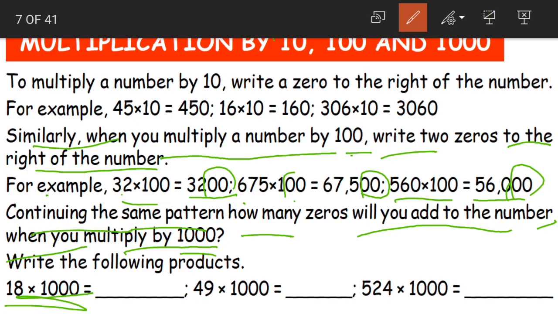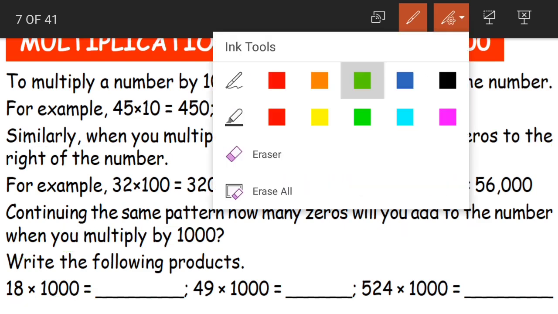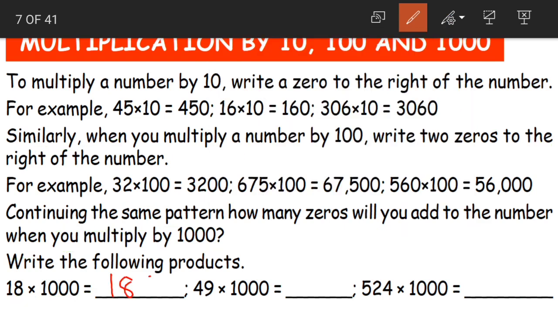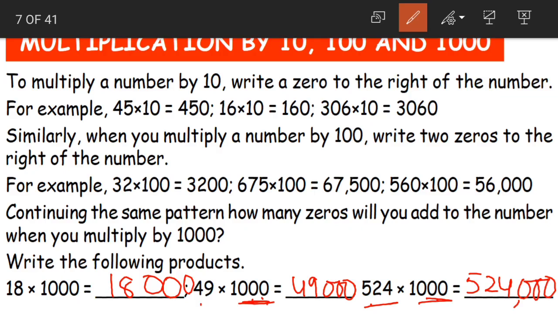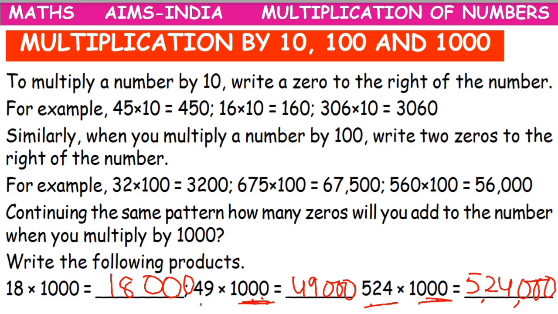Clear children? So let us write the answer here. 18 into 1000, 18,000. Now 49 into 1000. 49 as it is. Here we are having 3 zeros. So writing 3 zeros in the product. Next, 524 into 1000. Again 524 as it is. We are having 3 zeros in 1000. So adding 3 zeros in the product. 5,24,000 becomes my product here. Yes children, I hope this is clear.